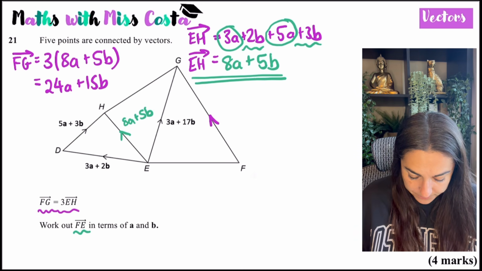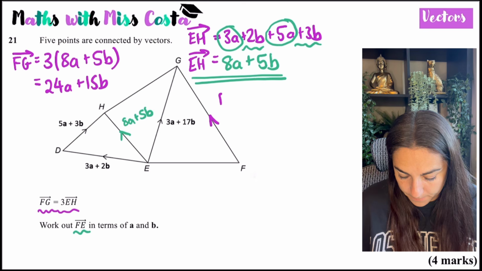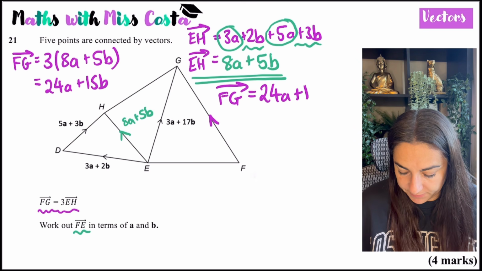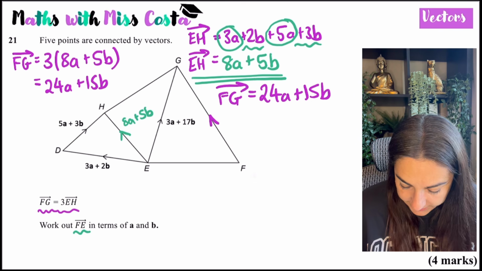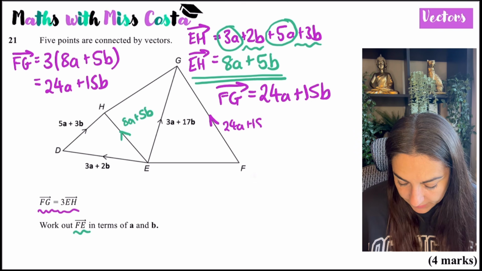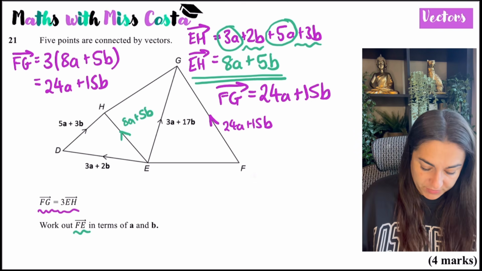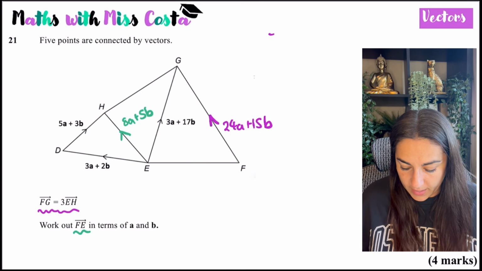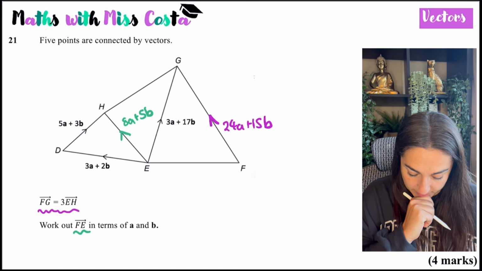So the vector FG is 24a plus 15b. So let's have that here, 24a plus 15b. Now all that working I'm just going to rub out so that I have a little bit more space. But it's all written on this diagram now.